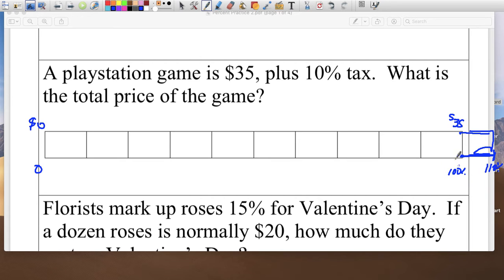So you're going to be paying 100% of the game plus 10%. And what does that 10% represent? Well, if it's 35 initially, 10%, 20%, 30%. That's easy. But 35 divided by 10 is 3.5, which means we're going to go by 3.5. 3.5, 7, 10.5, 14, 17.5, 21, 24.5, hopefully I'm correct, 28, 31.5, 35, and then we add 3.5 again to that. Your new total is going to be 38.5.